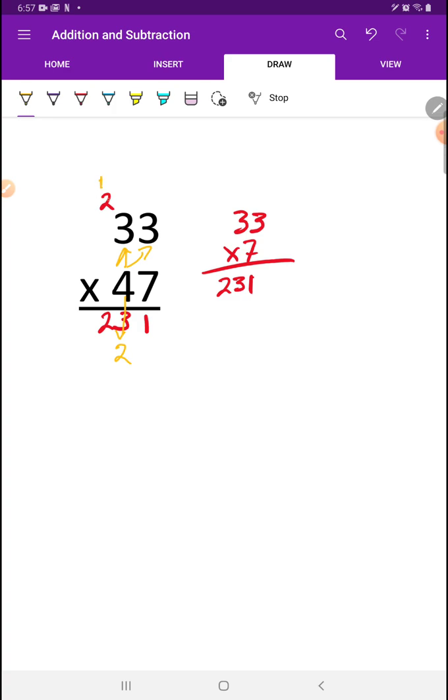And I'm just going to carry the 1. I'm going to cross out that 2 so I don't get confused because that 2 belonged to the 7 section, not the 4 section. And then I'm going to go 3 times 4 is 12 plus 1 is 13. So I'm going to write 13 there.